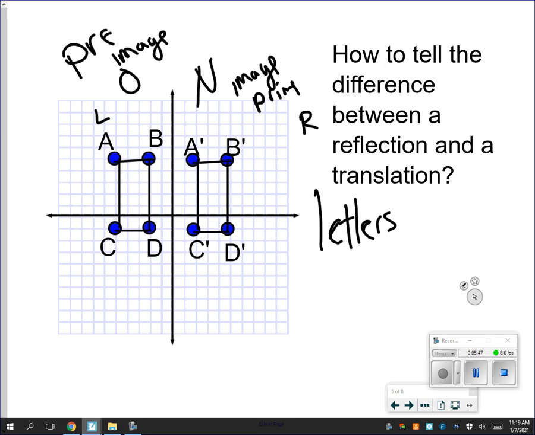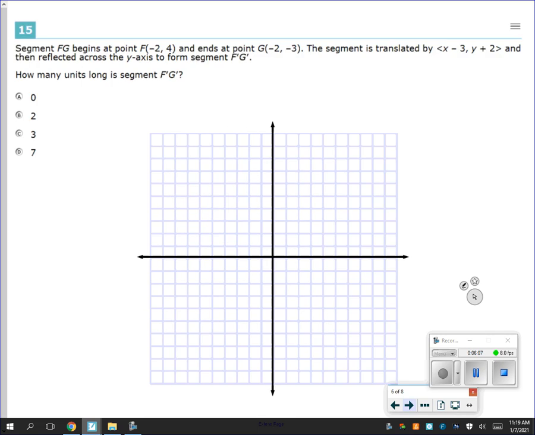A lot of times you can just see the shapes being flipped. You know, it's a pretty obvious thing. If it's facing the same direction, that's a pretty easy translation. But if it's an obvious flip, then you can say, okay, that's a reflection. But in cases like this, where you got to look at the letters, look and see what the letters did. How did they behave? How did they act? All right, so what we're going to do here is we're going to look at some fake test questions as well. And we're going to see, okay, what are they asking you to do?